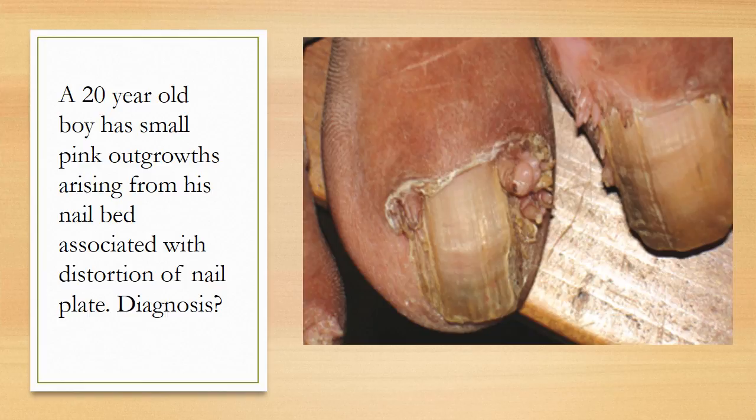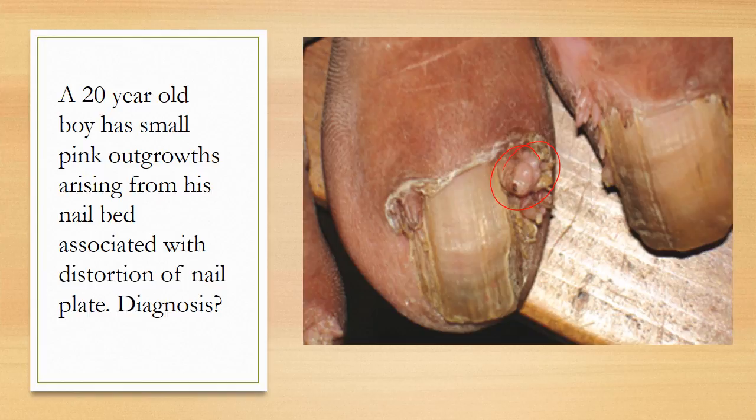Next question, again, the way I told you, neurocutaneous syndromes are very important. So they'll just give you the skin manifestation. A 20-year-old boy with small pink outgrowths arising from his nail bed associated with distortions of the nail plate. These are the lesions they are talking about here, and these are called Koenen's tumors.